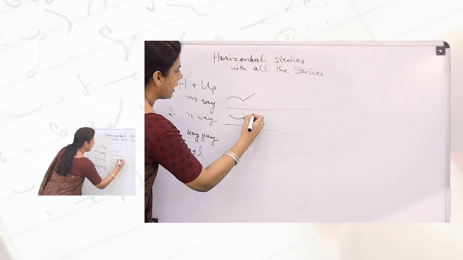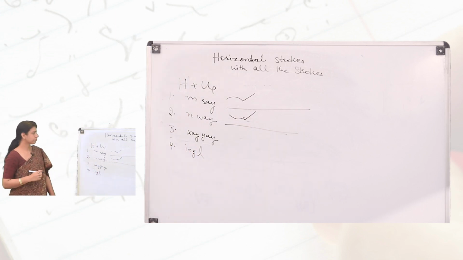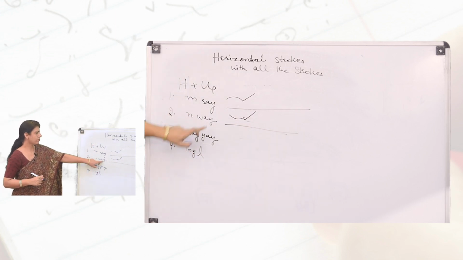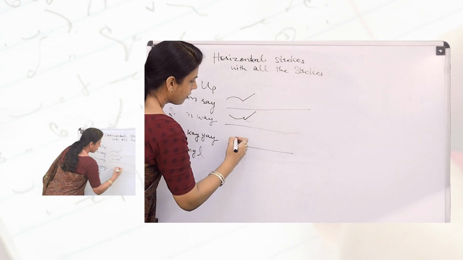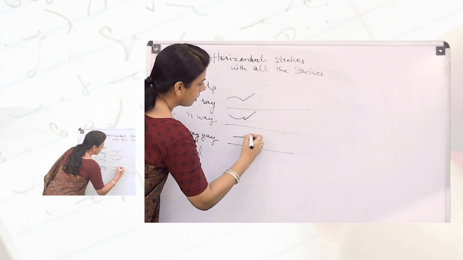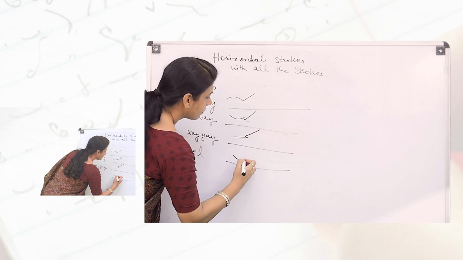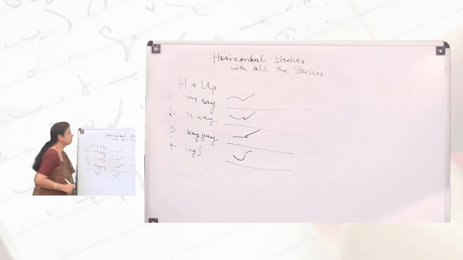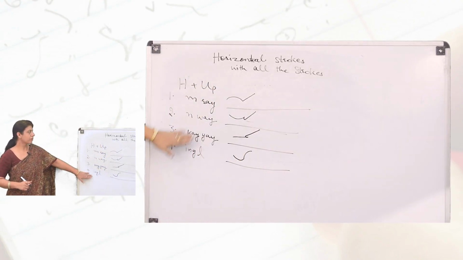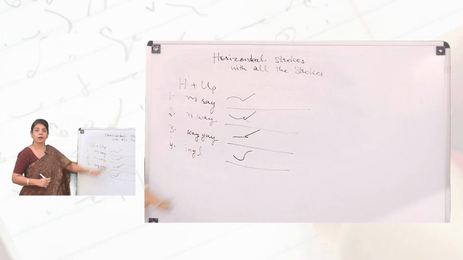N and way. So this is horizontal plus upward. Same way, K, Ye. Ing, L. So these are the joinings of horizontal plus upward.